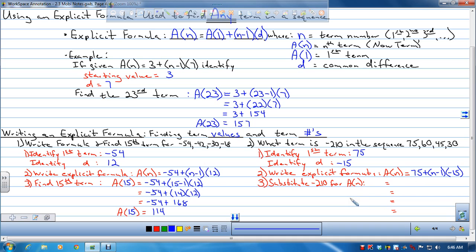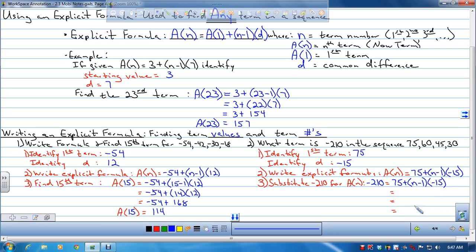So now the only difference is I've not been given a term number to find, right? I've been given a value for the whole term. So I haven't been given n. I've actually been given a of n. I actually know this whole thing. So I'm going to substitute this value in for that whole thing. So negative 210 equals 75 plus, see, I still don't know what n is, right? That's what I'm looking for, times negative 15.